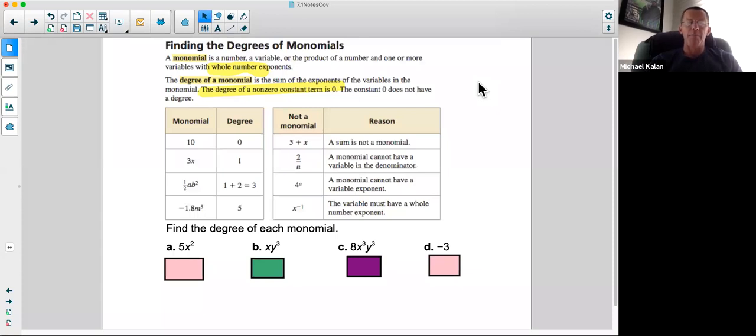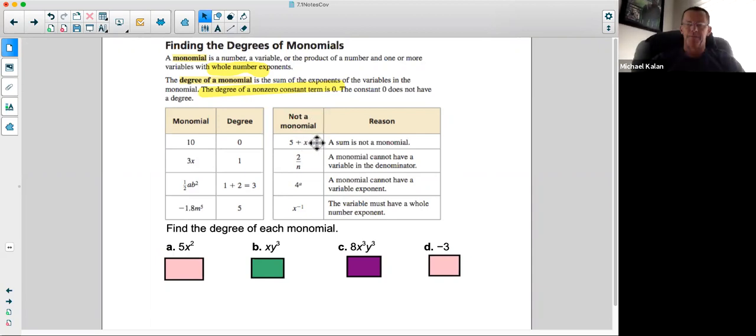But okay, a monomial is a number, a variable, or the product of a number and one or more variables with whole number exponents. So there's a monomial. That's just a number, right? A constant. If I just had x, that would just be a variable, or a product of a number and one or more variables like 3x or 1/2 ab squared, because the exponent's a whole number like 2 there. Negative 1.8 m to the 5th. Those are monomials.